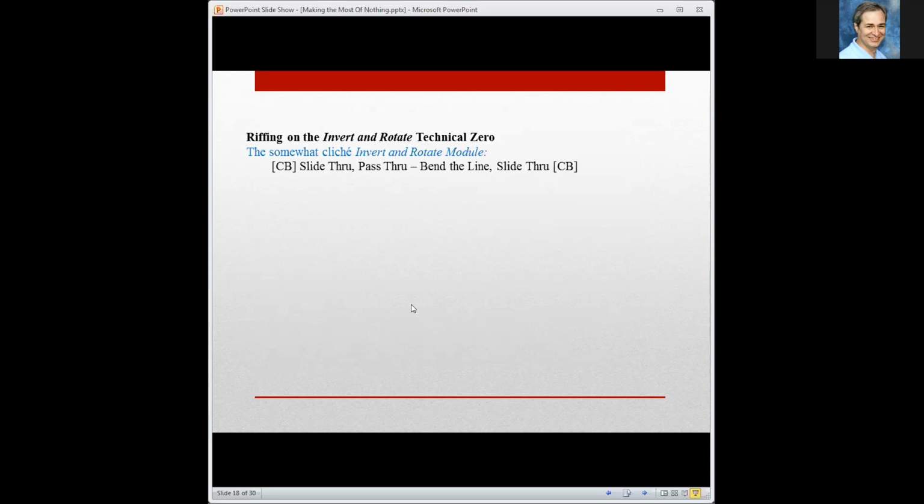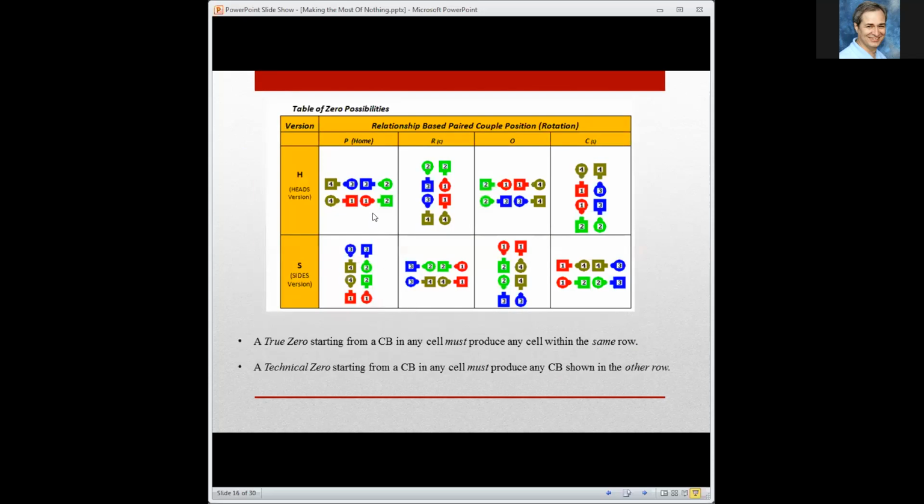So now let's riff a little bit on the invert and rotate technical zero. So this is the technical zero. It's somewhat cliche. Slide through, pass through, bend the line, and slide through. So we know that takes us from one of these positions to this one. This one goes to here. Pass through, bend the line, slide through. Okay, this one goes to here, you know?